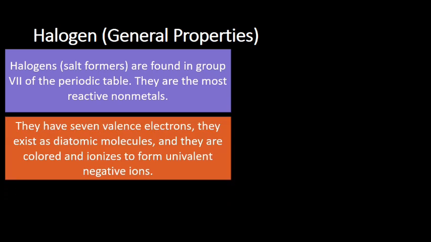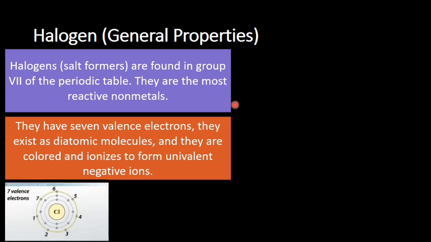Another general property of the halogens is that they have 7 valence electrons in their outermost shell, and that's why they belong to group 7. They also exist as diatomic molecules. When we say diatomic molecule, it simply means that they have 2 atoms in them. For instance, chlorine is always written as Cl2, which means there are 2 atoms of chlorine in one molecule. They are colored and they ionize to form univalent negative ions.